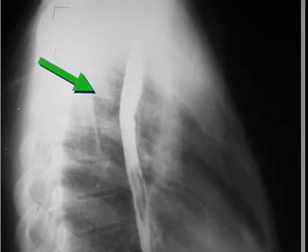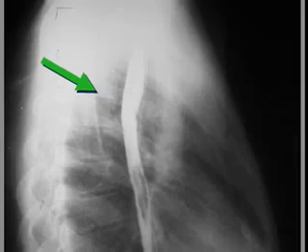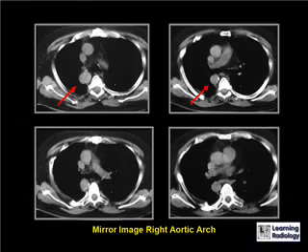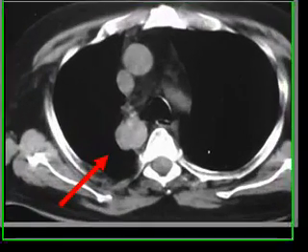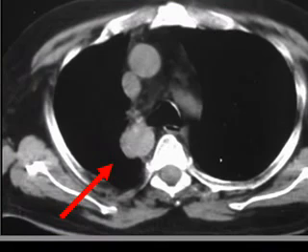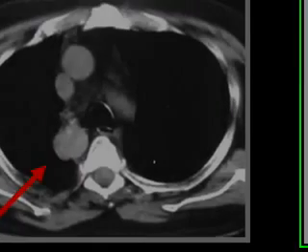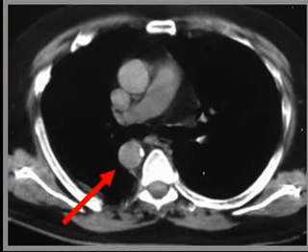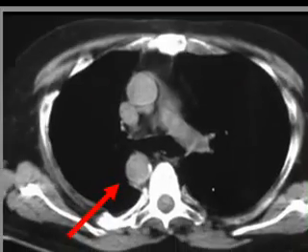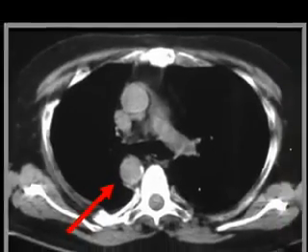And on the lateral view, the green arrow is demonstrating that there is no forward displacement of either the barium-filled esophagus or air in the trachea. Here's a series of CT images in another patient with a mirror image right aortic arch. You can see that the aortic arch is on the right side and that there is no vessel that passes posterior to the air in the trachea or the esophagus.